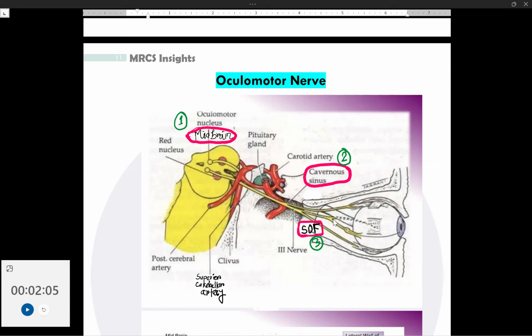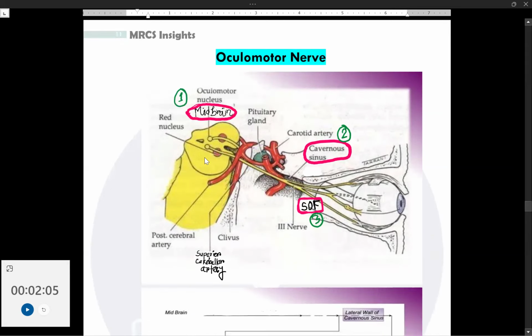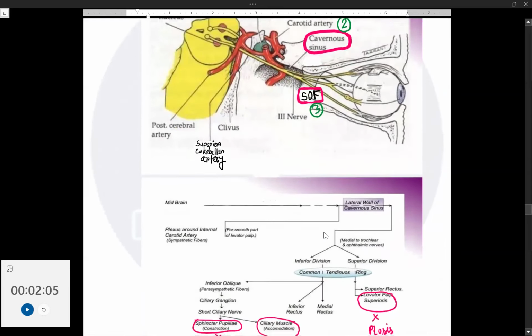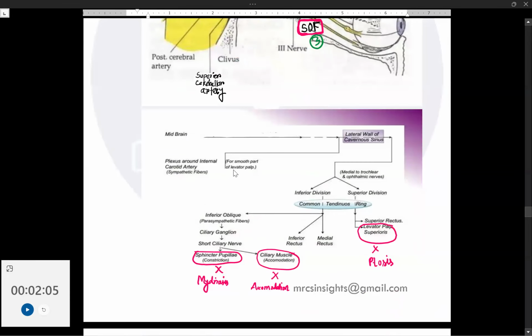After that it gives two branches, superior and inferior. So this is the course of the oculomotor nerve. Always try to study anatomy with images, okay? This will be easier for you. Here is the demonstration of the pathway from the midbrain, the lateral wall of the cavernous sinus, and then the superior and inferior divisions through the common tendinous ring of the superior orbital fissure.